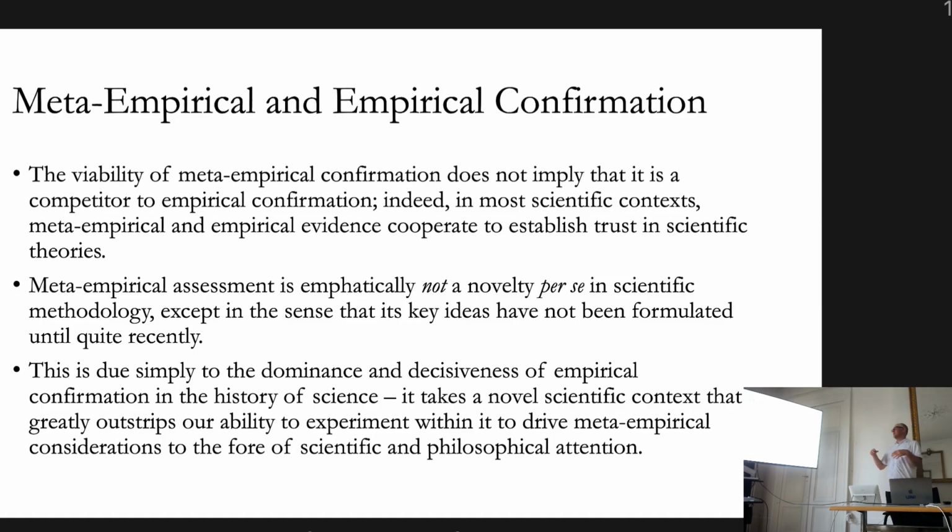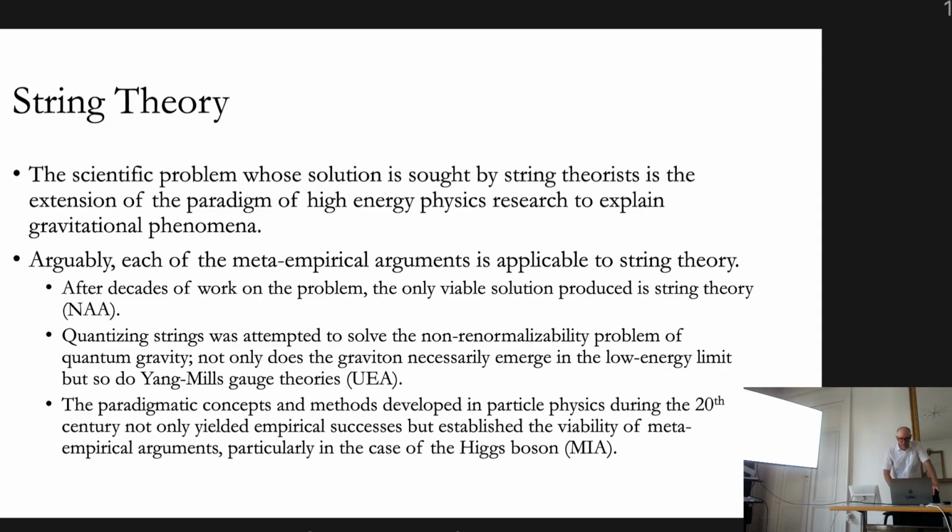So in that sense, meta-empirical assessment is not really a novelty in itself in scientific methodology. The point is that it's always played this cooperative role. It is a novelty in the sense that the key ideas haven't been formulated until recently, when they were put in a context where it was clear that we needed to think more carefully about the role of something like meta-empirical evidence and limitations to underdetermination. Okay? All right. I have a slide here about string theory. So I'm no expert in string theory, so I'm just saying what Richard says about the string theory case. So the basic scientific problem whose solution was sought by string theorists is the extension of the paradigm of high-energy physics research to explain gravitational phenomena.